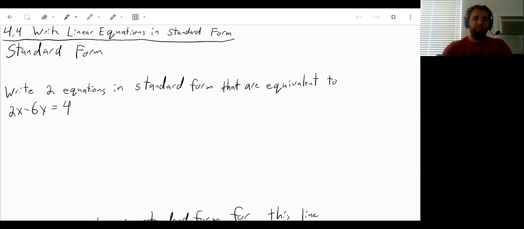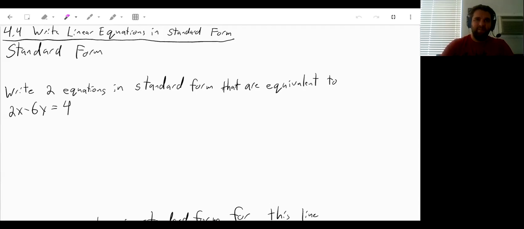Welcome to section 4.4, write linear equations in standard form. Now, standard form, I will say, is pretty much the least useful form of a line that we have. Because unlike point slope form, unlike slope intercept form, standard form alone doesn't give us a lot of information.